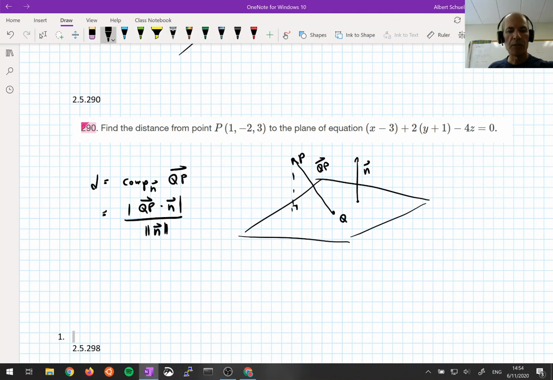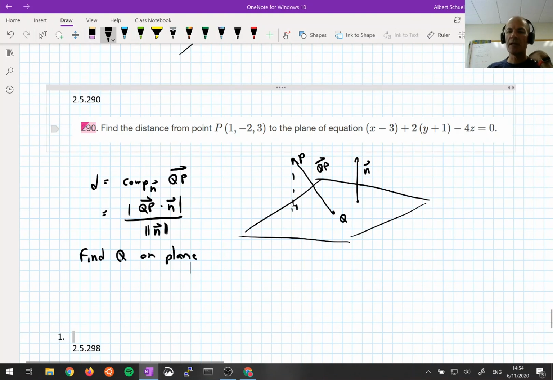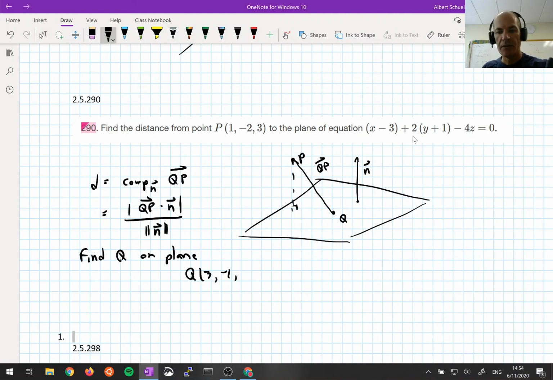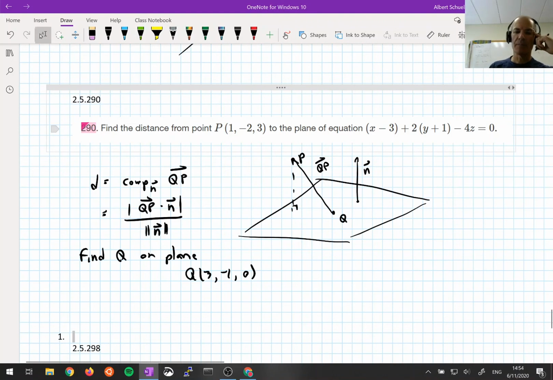So the first thing we need to do is find a Q on the plane. And what that means is you stare at the equation of the plane and you try to find a point on the plane. What I usually do is, since I'm trying to set this thing equal to 0, I just try to make each of these three terms 0. So I know if I plug in x equals 3, y equals -1, and z equals 0, it'll satisfy the equation. So Q, 3, -1 and 0, that's going to lie on the plane.